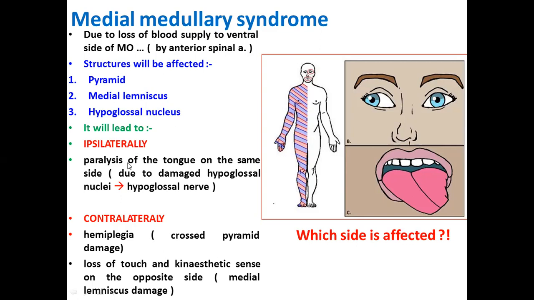So it will lead to ipsilateral paralysis of the tongue on the same side due to damaged hypoglossal nuclei and hypoglossal nerve. Contralaterally, on the opposite side, we see hemiplegia due to crossed pyramid damage, and loss of touch and kinesthetic sense on the opposite side. So kinesthetic sense refers to the ability to know accurately the position and movements of our joints.